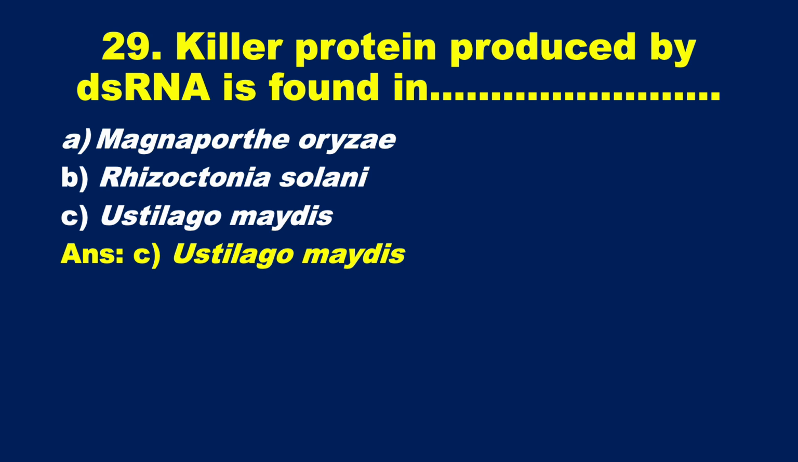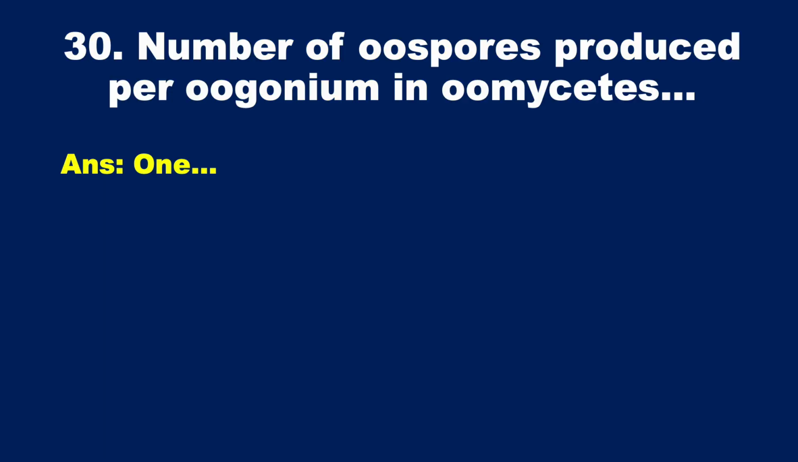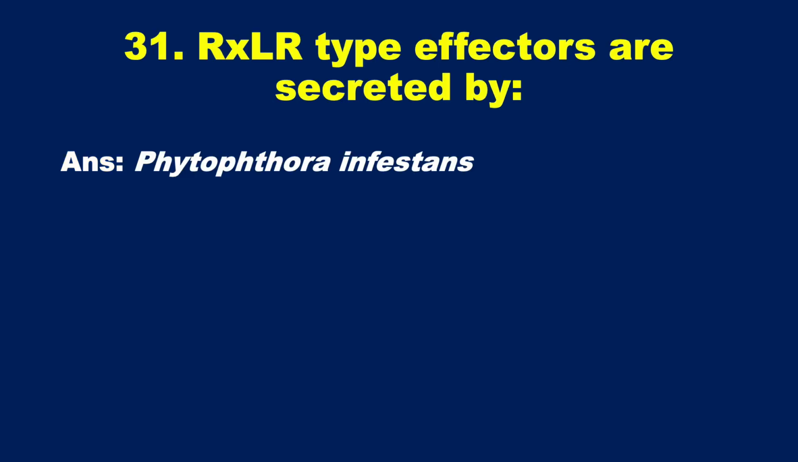Next question is on the killer protein produced by double-stranded RNA, found in. There are 4 options. Number 1 is Magnaporthe oryzae, followed by Rhizoctonia solani, and followed by Ustilago maydis. And the correct answer is Ustilago maydis, that causes smut of maize. The number of oospores produced per oogonium in oomycetes is, the correct answer is 1. RxLR is a type of effector secreted by, the correct answer is Phytophthora infestans.